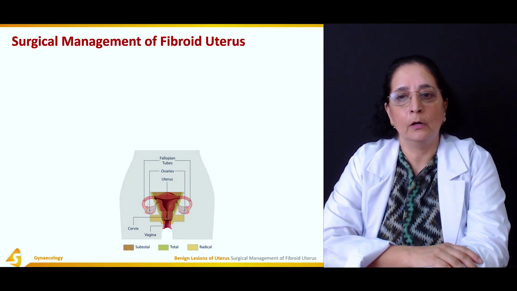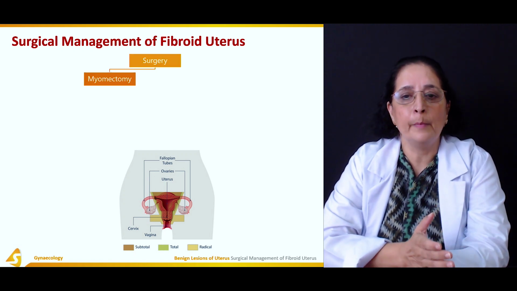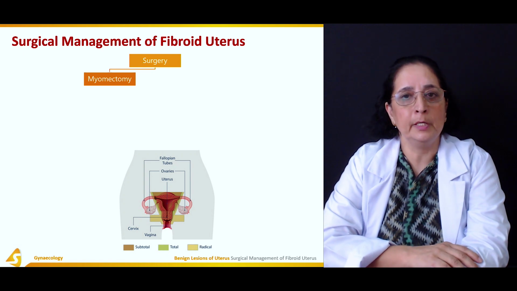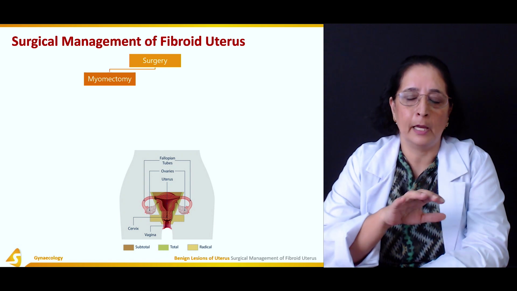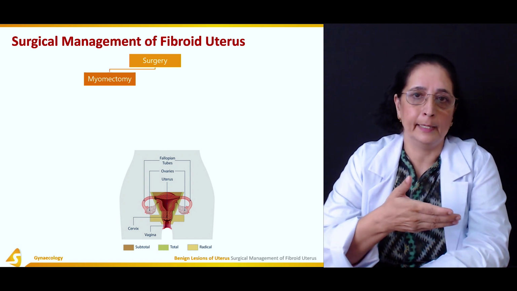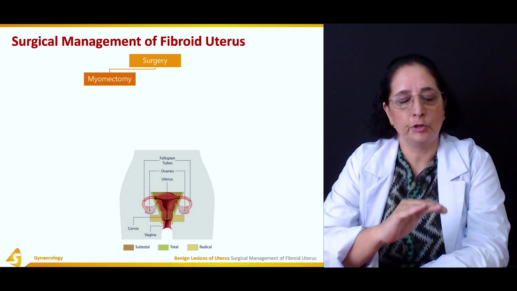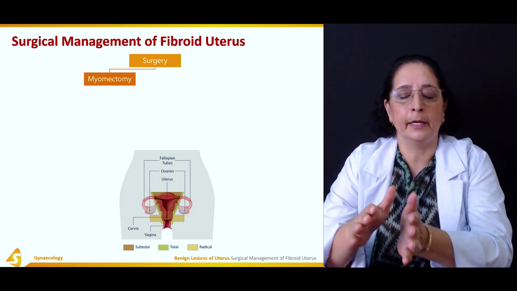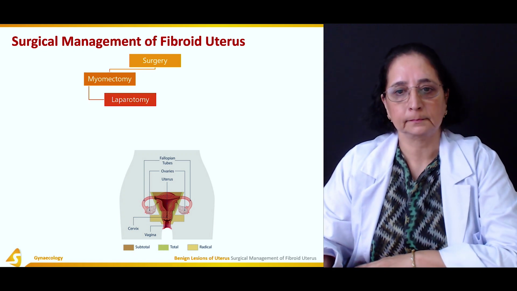Surgical management of fibroid uterus is myomectomy, in which myomas are removed. Only the myomas, which are formed by the excessive growth of the muscle tissue, are removed. Uterus, fallopian tubes, nothing is removed, only the myomas are removed.